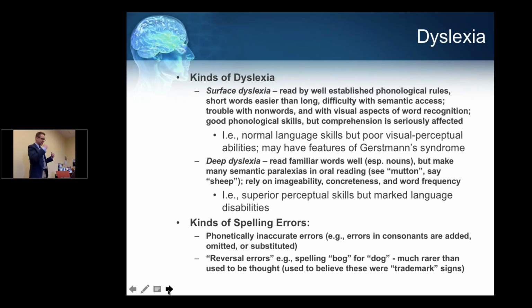So there's surface dyslexia, where you can read well by established phonological rules. Short words are easier than long, but you have trouble accessing semantics. Semantics are like previously stored information. So you have trouble with non-words and the visual aspects of word recognition. You understand the phonics, but you don't understand how it all fits together, okay?